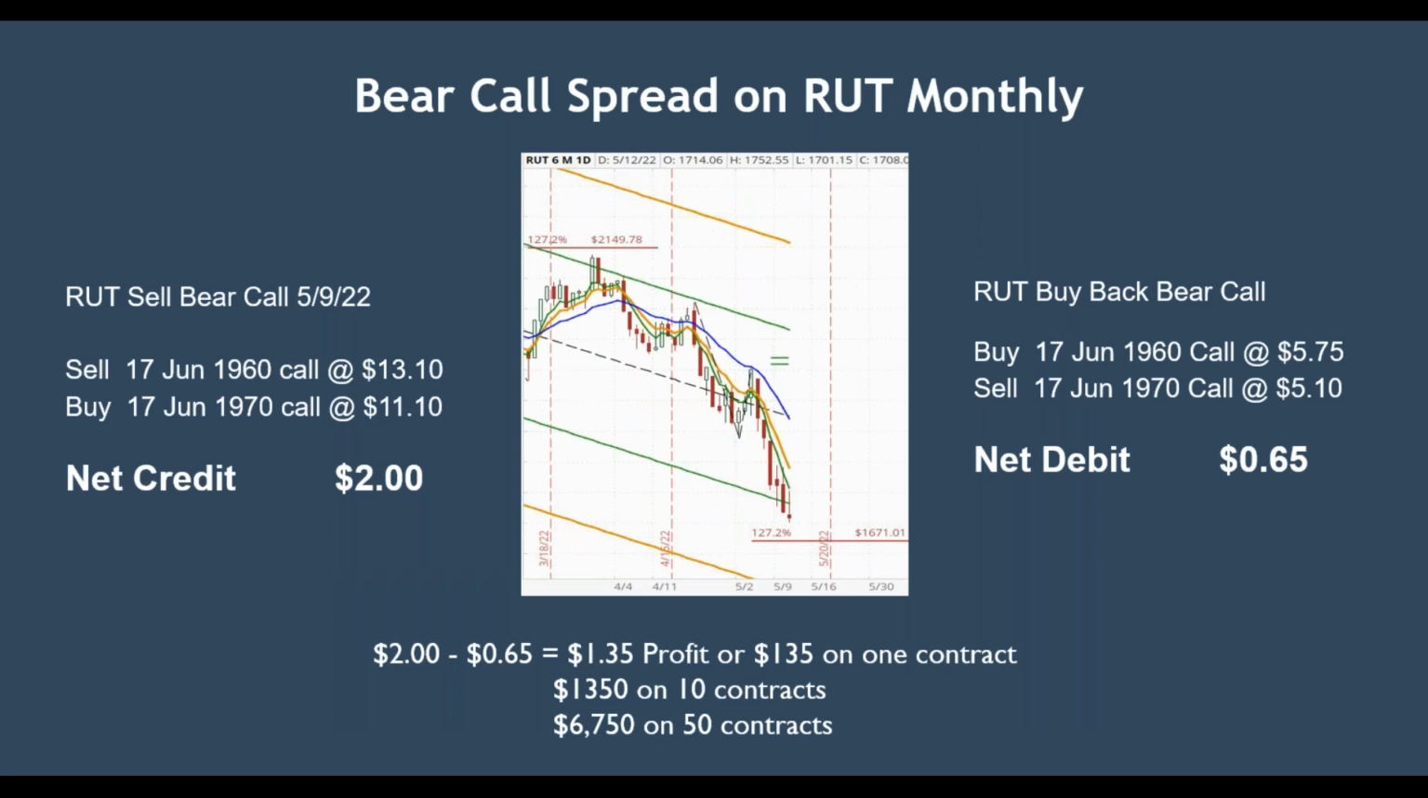This is a trade we recently got out of. I want to show you what we did. It was a bear call on the RUT. You saw it on the chart.